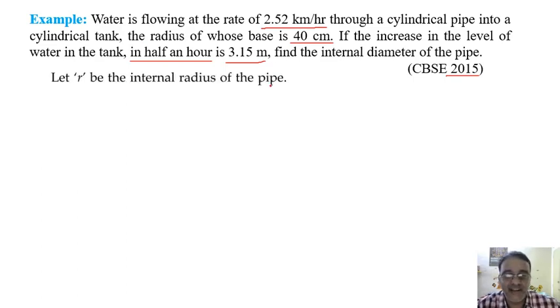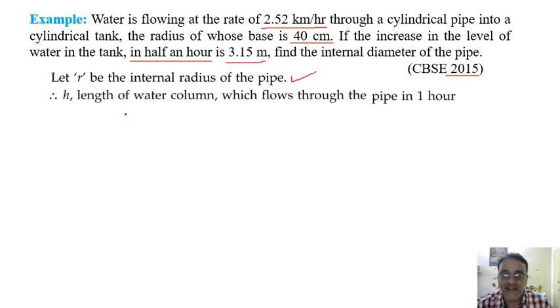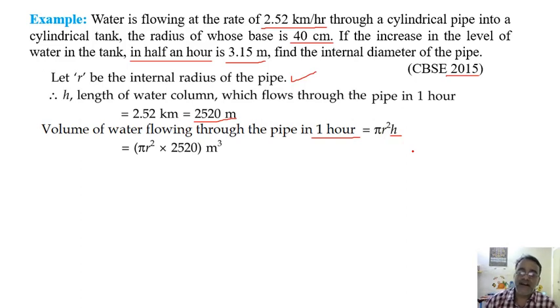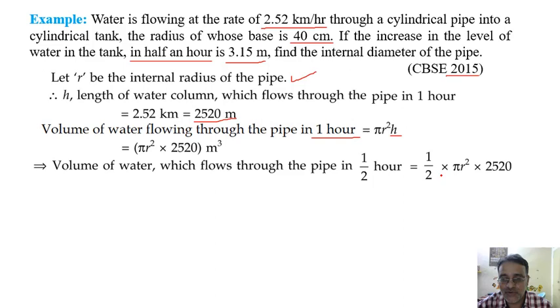So let R be the internal radius of the pipe, and the length of water column which flows through the pipe in 1 hour is given as 2.52 kilometer, that is 2520 meter. And volume of water flowing through the pipe in 1 hour will be equal to pi r square h. It will take the shape of a cylinder. We will keep pi as it is, and only substitute the value of h. Pi r square into 2520. So in half an hour we have to divide by 2. If you divide, we'll get 1260 pi r square meter cube.